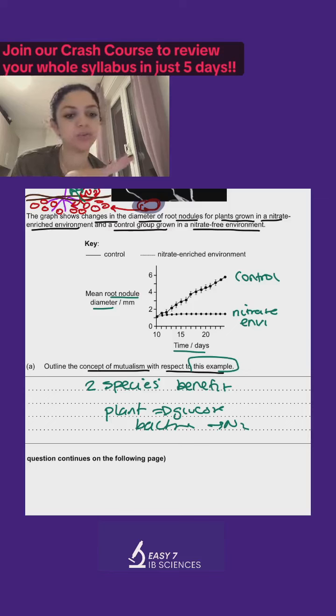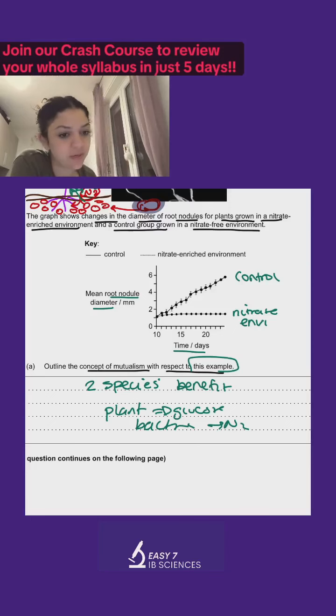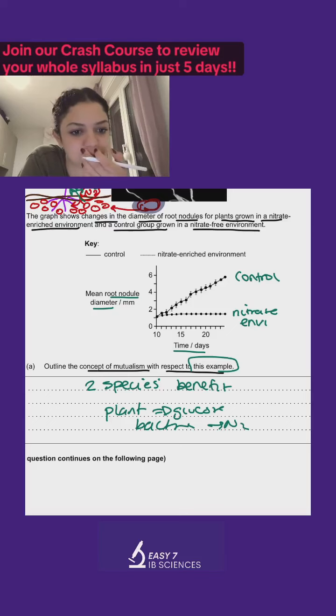Usually the last question is the first question for HL. Exactly, very good. Someone said as days go by, the mean root nodule increases for the one, whereas the other one remains stable. Perfect. You would have gotten the mark if you were just more specific. So don't say the other one. I know what you mean. This is a TikTok live. You don't have to be so specific.